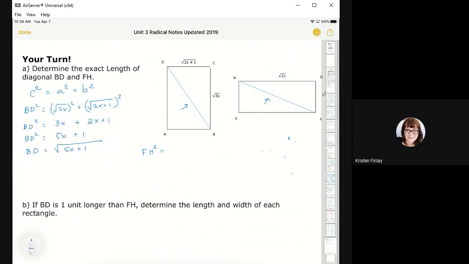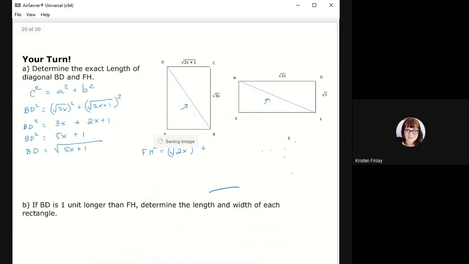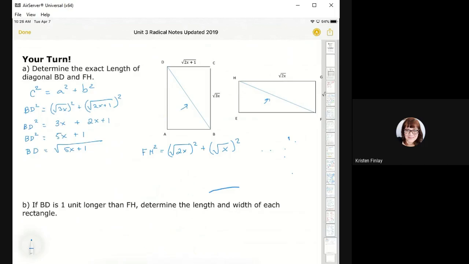For the other one, FH equals, and again, we substitute in the values for those sides. Sorry that it's cutting off a little bit. So (√2x) squared plus, sorry guys, there we go, (√x) squared. So again, I'm going to square those. I get 2x plus x. So FH squared equals 3x, and FH would equal the square root of 3x. Okay, so that's what it asked us to do for the diagonals. We don't have to do anything further after this.